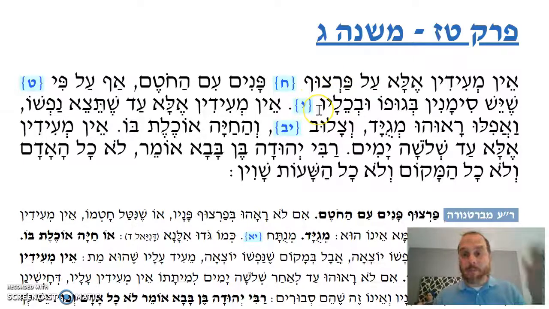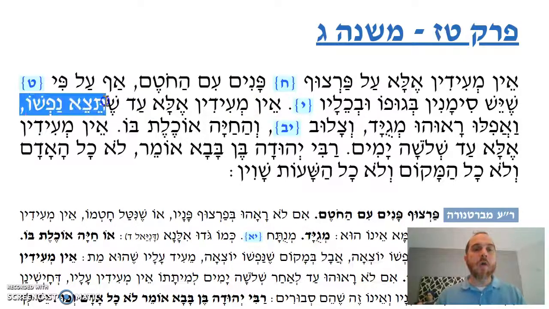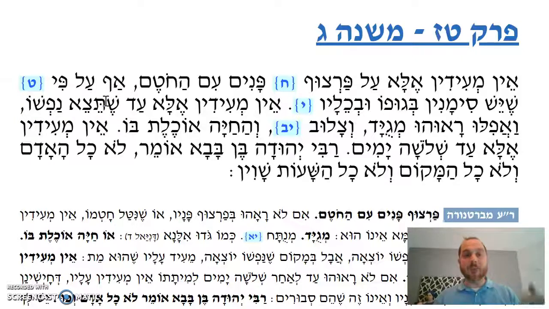Nowadays, we do rely on fingerprints and DNA. Those are things that are scientifically determined to be part of that person. But back then, all they had was the identity of the face. Ein me'idin, how do you know when a person is dead? Ein me'idin ad shetetzei nafsho. You cannot testify until you know that he is dead, that his soul has left him.